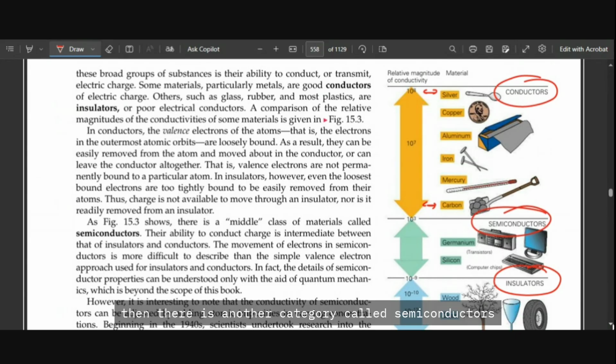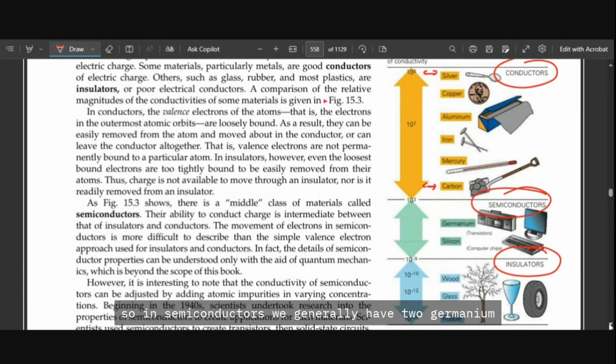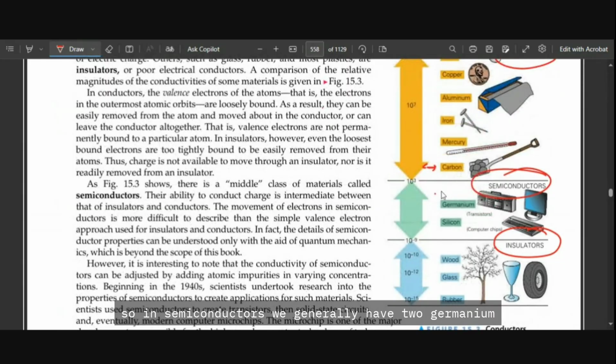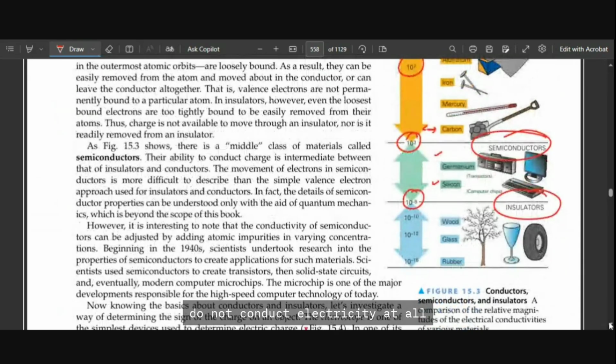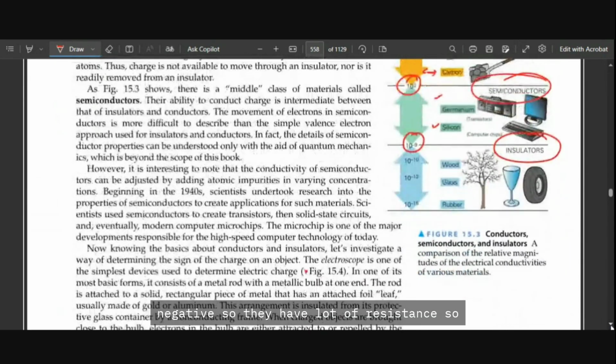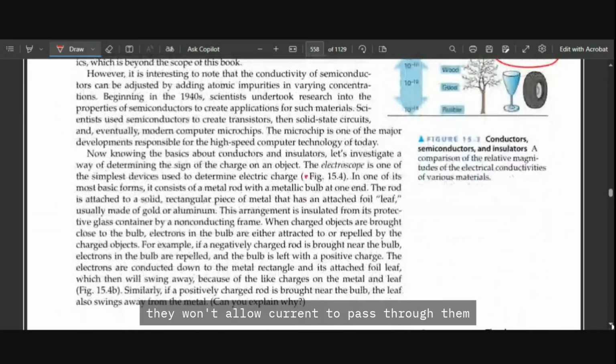Then there is another category called semiconductors. In semiconductors, we generally have two, germanium and silicon, and the order of conductivity is again decreased. For conductors, it is 10 to the power 7. For semiconductors, it ranges from 10 to the power 3 to 10 to the power minus 9. Whereas if we talk about insulators, they do not conduct electricity at all, and the order of conductivity is also negative. They have a lot of resistance, so they won't allow current to pass through them.